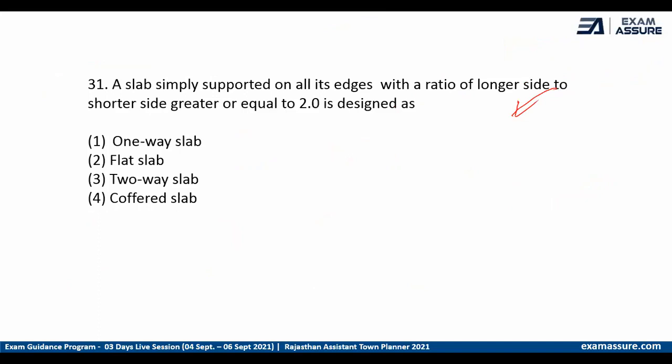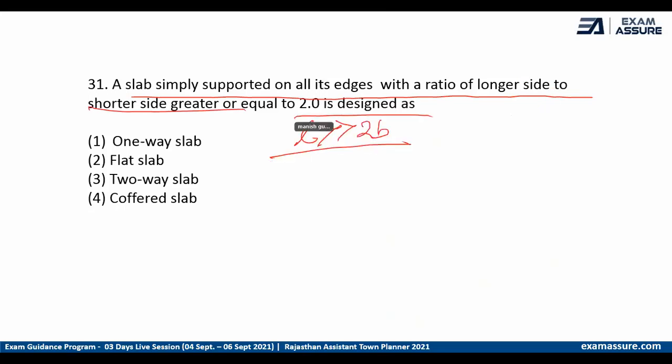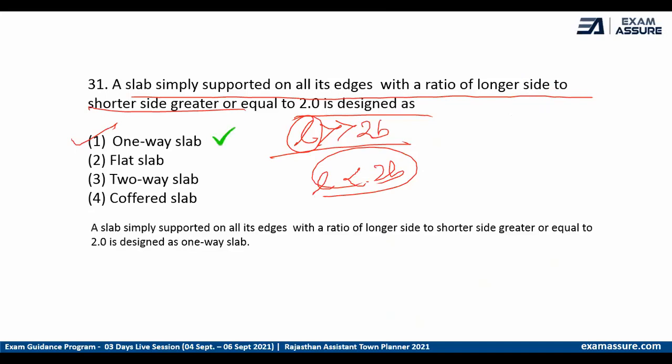A simply supported slab with a ratio of longer side to shorter side, where the longer side is greater than 2 times the shorter side, will become a one-way slab. If it is less than 2 times the breadth, then it will become a two-way slab. Okay. Next.